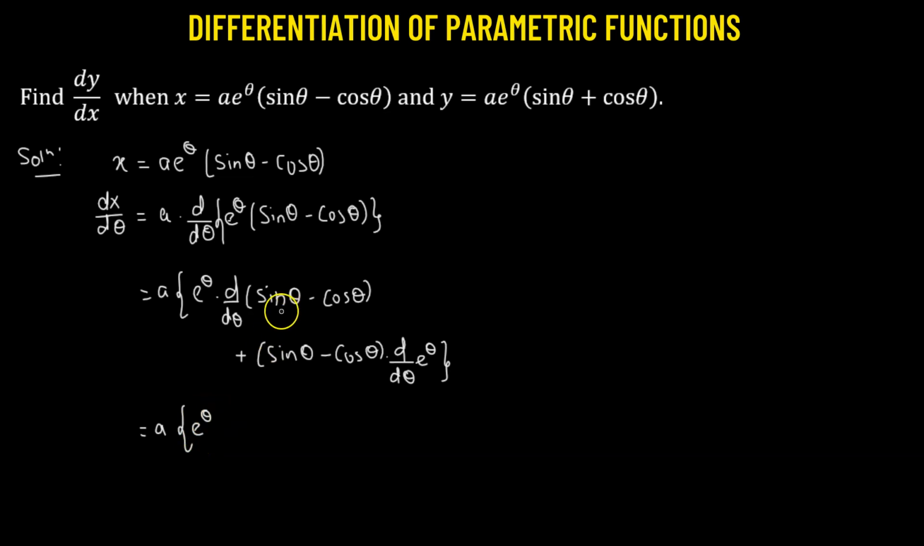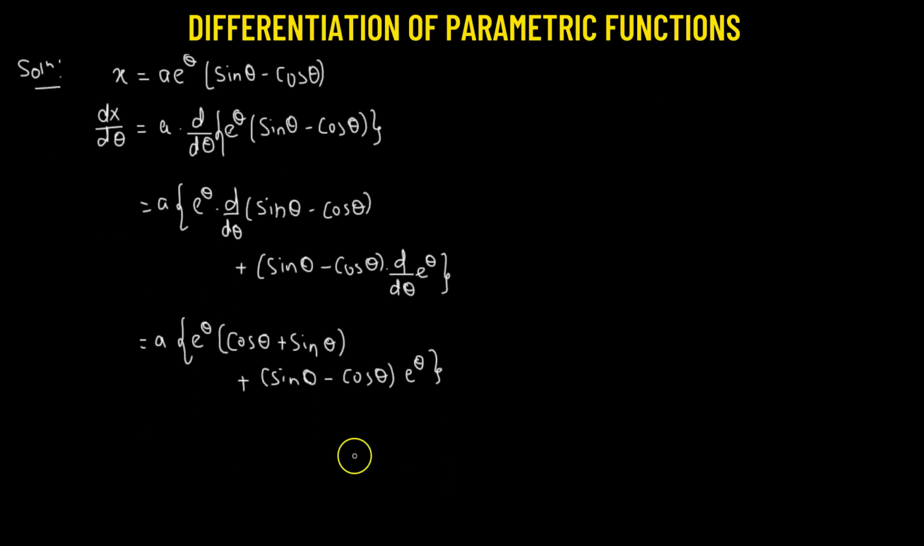Then I will take the derivative of sine theta minus cosine theta. The derivative of the sine function gives us the cosine function. So here we have cosine of theta minus the derivative of cosine theta, which will be negative sine theta. Since we already have a negative sign, this will become positive sine theta. This will now get added to sine theta minus cosine theta, and the derivative of e raised to the power of theta will be e raised to the power of theta.